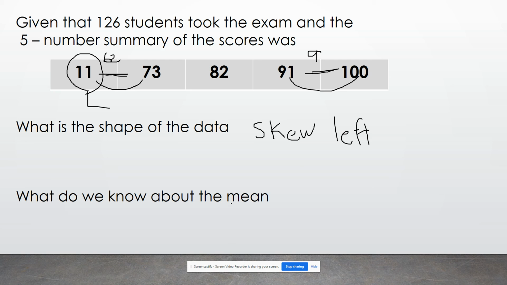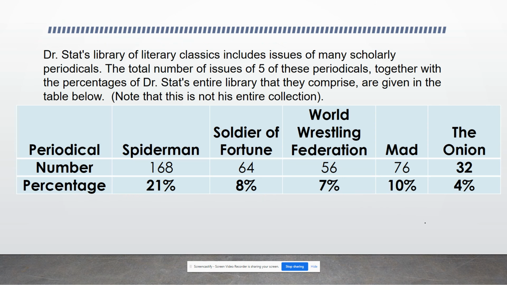What do we know about the mean? If we know that we have data that's skewed to the left, the mean is going to pull left. So this is going to be smaller than my median. And my median in this case is 82. It's going to be pretty significantly smaller than 82 because that outlier pulls the mean so far to the left, so far smaller.